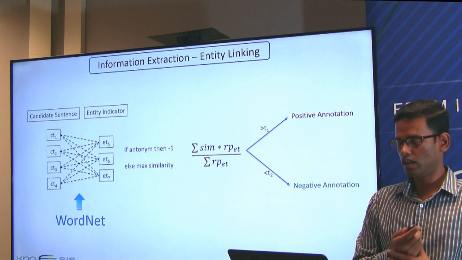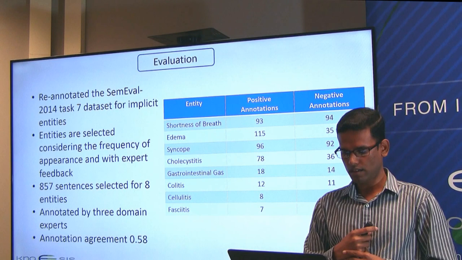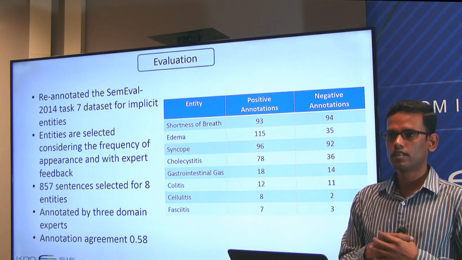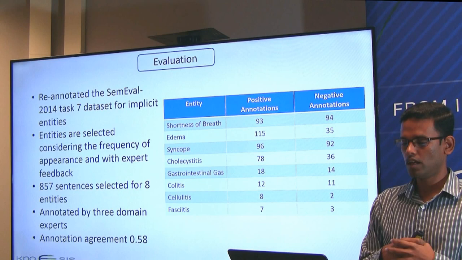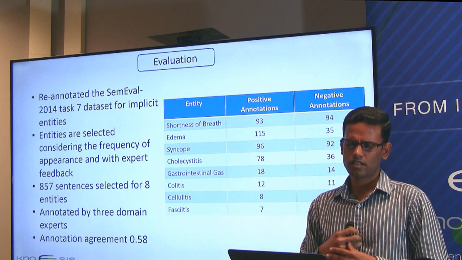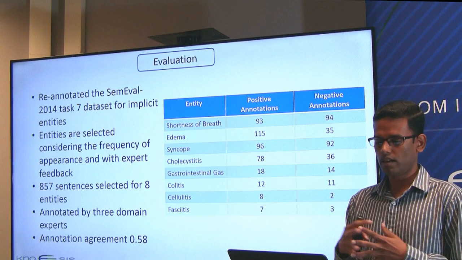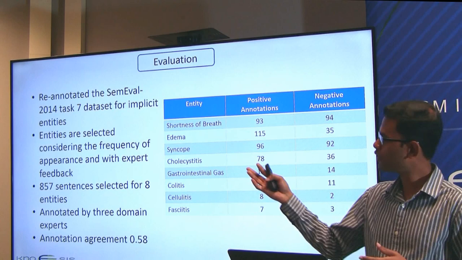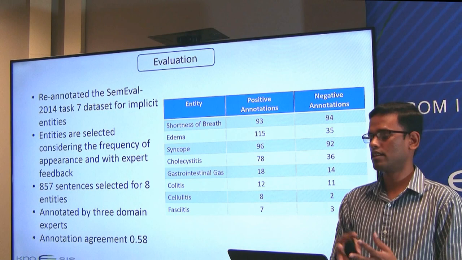So let's evaluate this work. There is no gold standard to evaluate such work. There are data sets available that have been annotated for explicit entities. So we took the SemEval 2014 Task 7 data set, which is annotated for explicit entities, and we re-annotated it for implicit entities. It is not possible to re-annotate the whole corpus, so we selected a set of entities that we are interested in.